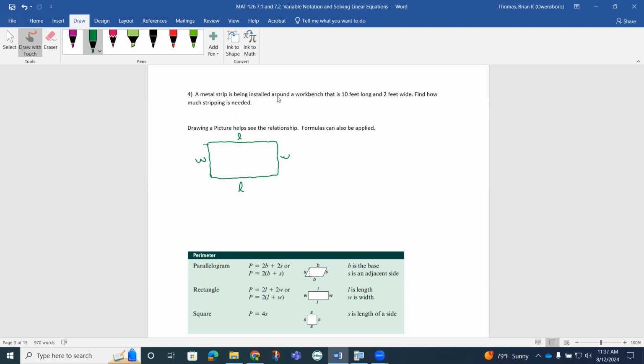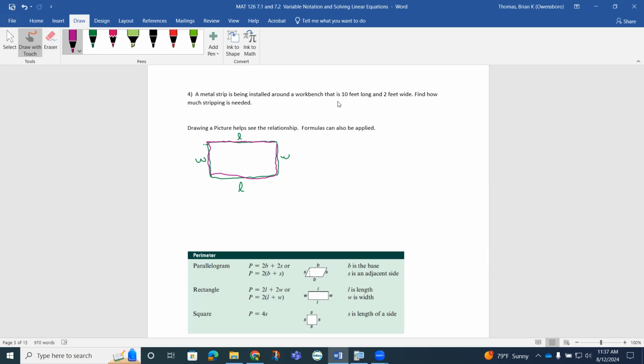So a metal strip is being installed around the workbench. So it sounds like we're putting some edging down on the workbench. So it sounds like we're putting stripping here, stripping here, stripping here, and stripping here. So we have to put stripping all the way around. So the question is asking how much stripping is needed.